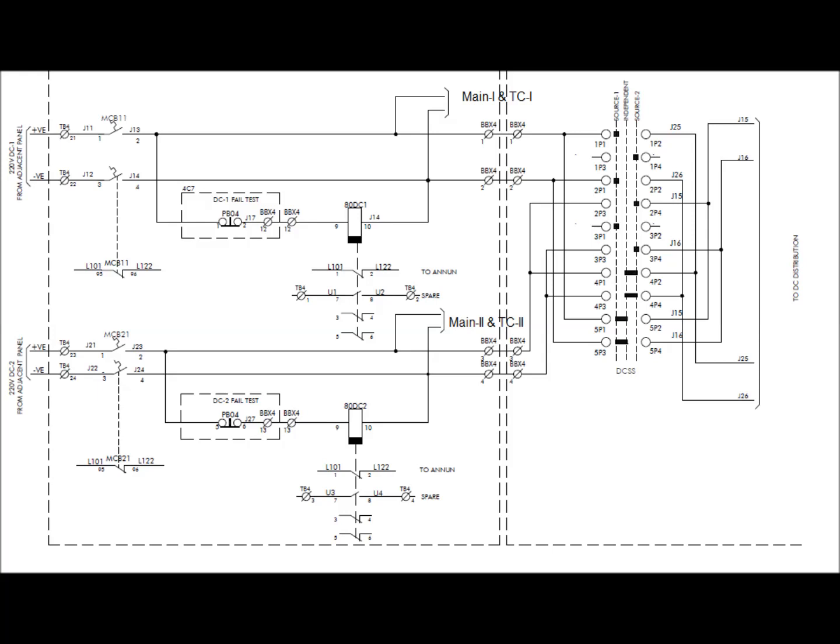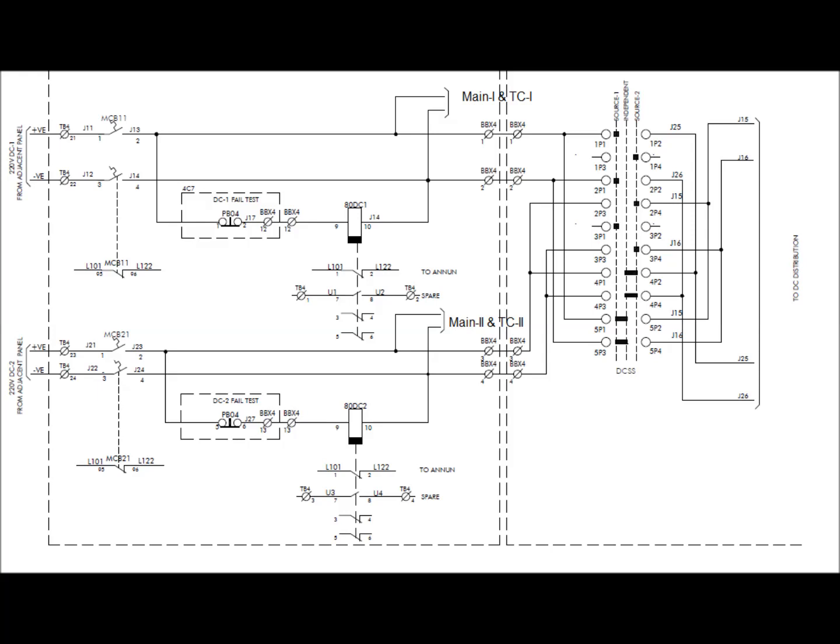Friends, today I will discuss the double DC system and the impact of a DC earth fault in a double DC system. In this diagram, the double DC source has been shown. Here there exists one DC via J11 and J12. This DC1 source is taken via MCB 11, and after the MCB it is taken to the main 1 protection and trip circuit 1 of the circuit breaker.